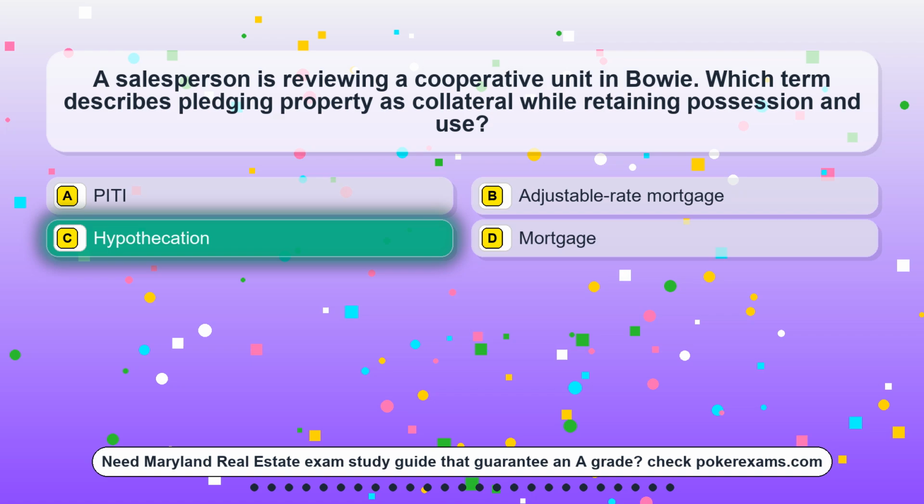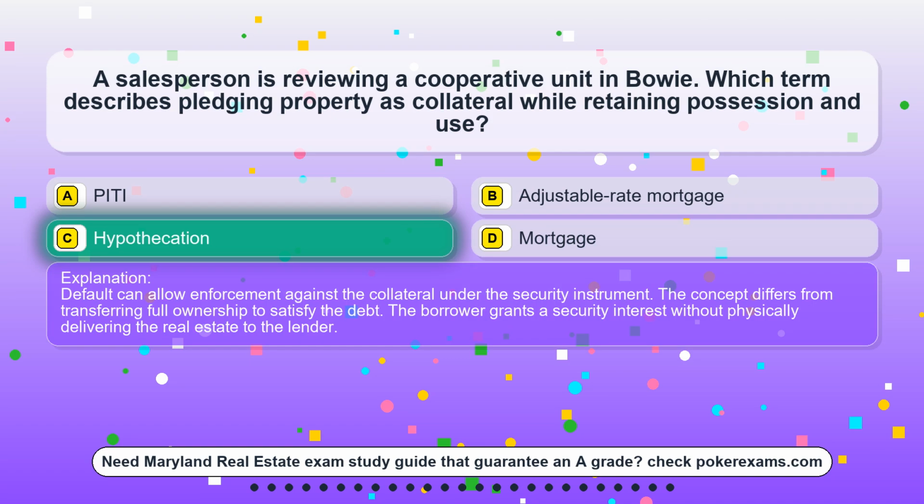The correct answer is option C, hypothecation. Default can allow enforcement against the collateral under the security instrument. The concept differs from transferring full ownership to satisfy the debt. The borrower grants a security interest without physically delivering the real estate to the lender.